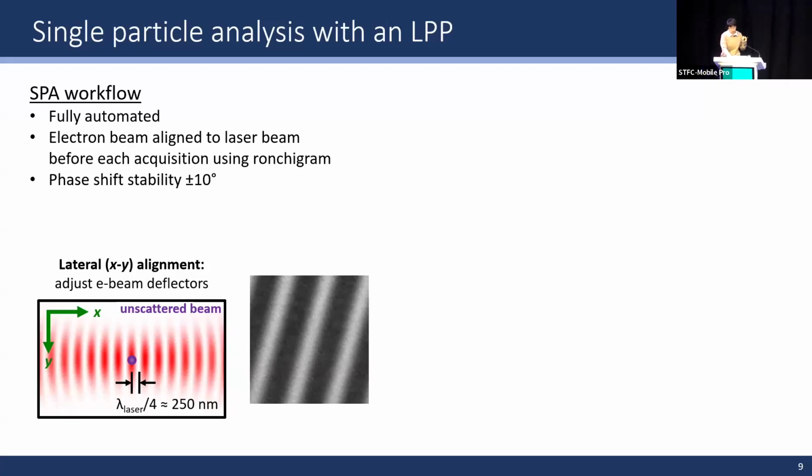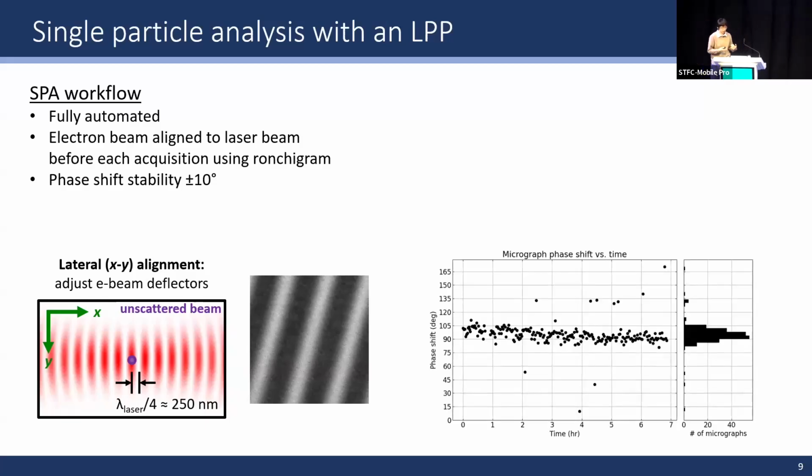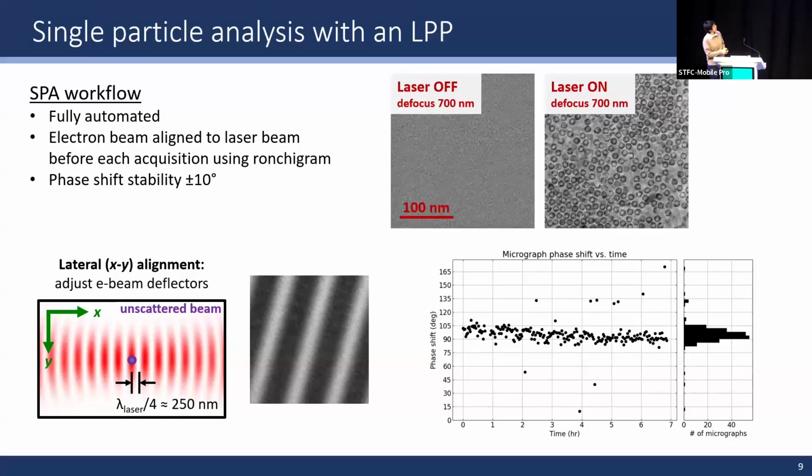Using this protocol, we can routinely achieve phase shift stabilities of ±10 degrees. And we actually think that a lot of this comes from the uncertainty in the fitting rather than stability of the system itself. And this can operate for hours without any human intervention. Here's an example of some images taken on our Titan of apoferritin and a comparison of the laser on and off data. And thanks to Stephen for the shout out yesterday, on these laser on images, you can really just by eye tell a lot of the heterogeneity in the sample.